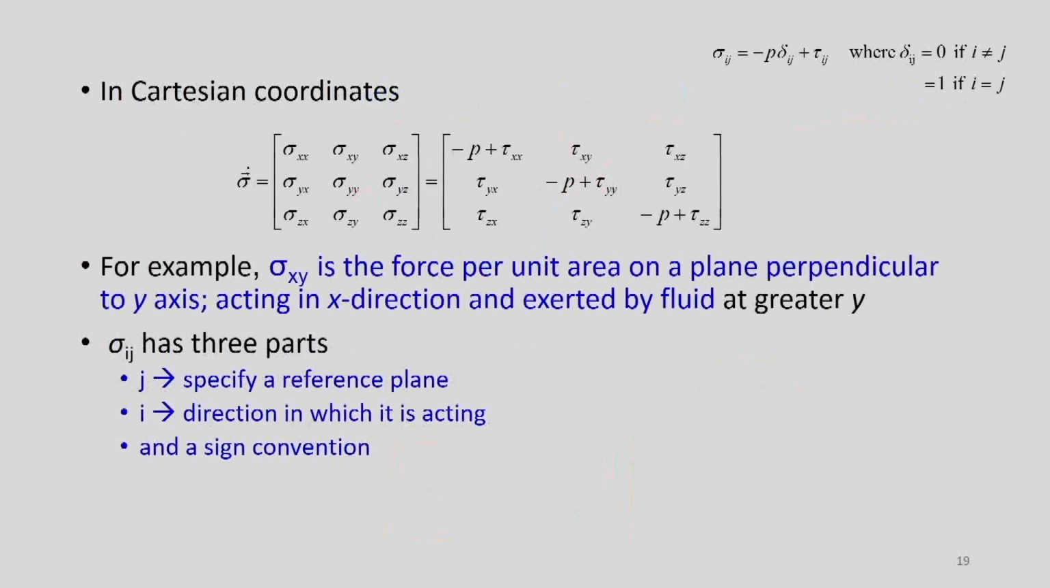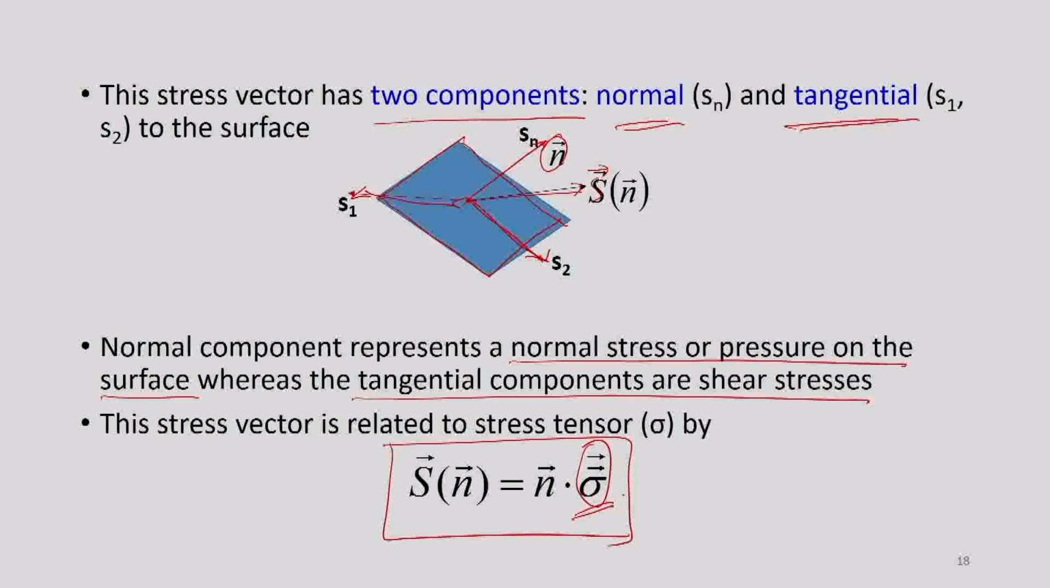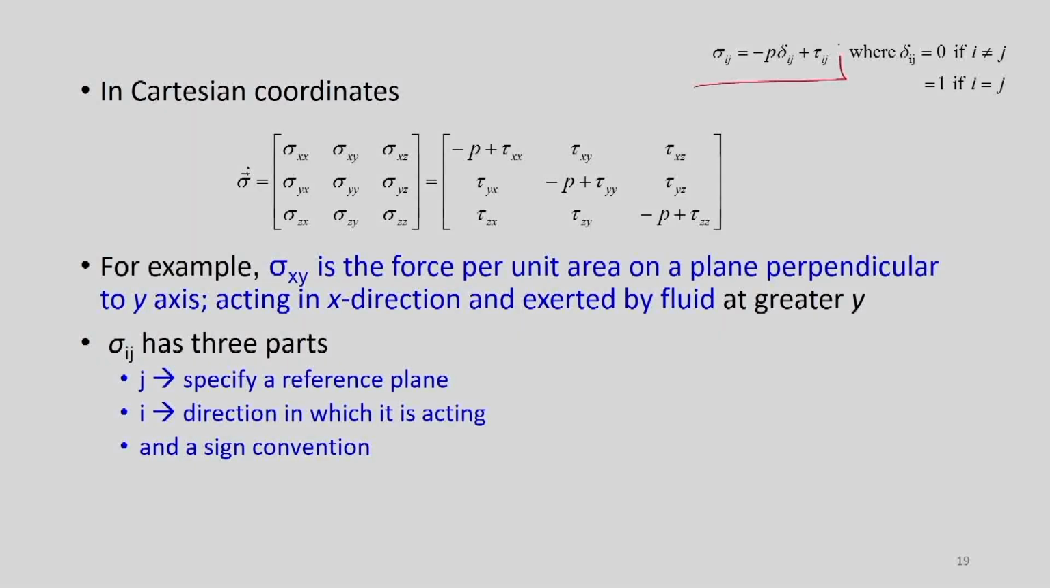So, this S has components, and then the tensor will also have components. We can write it as sigma ij is equal to minus p Kronecker delta ij plus tau ij. If i is equal to j, then the Kronecker delta is 1. If i is not equal to j, then the Kronecker delta is equal to 0. That is, if i is not equal to j, we only have the shear stress component. If i is equal to j, then we can have the pressure contribution also.